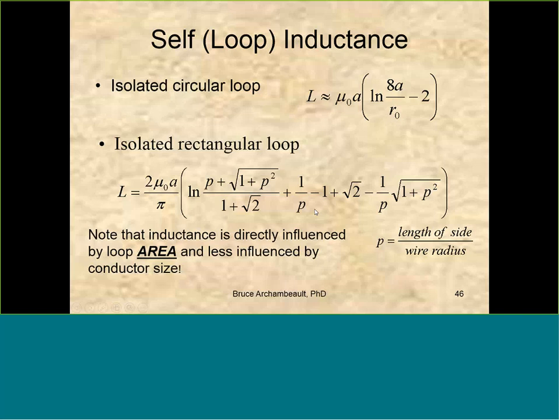And if I had a rectangular loop, I have a more complicated formula, but still, the area of the loop is outside the log function. Inside the log function, we have this P term, which is the wire radius.